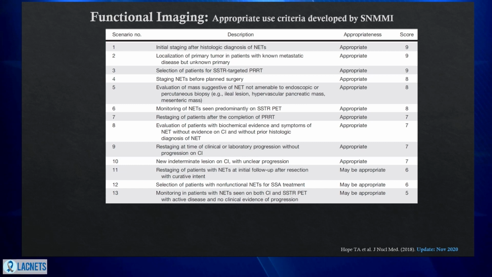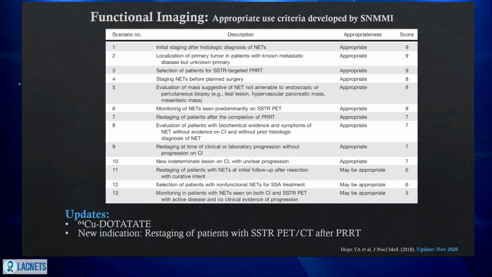So there are appropriate use criteria that were developed by the Society of Nuclear Medicine and Molecular Imaging. Those came out in 2018. They were updated in 2020 to include the copper dotatate, which is considered equivalent to the gallium agents.